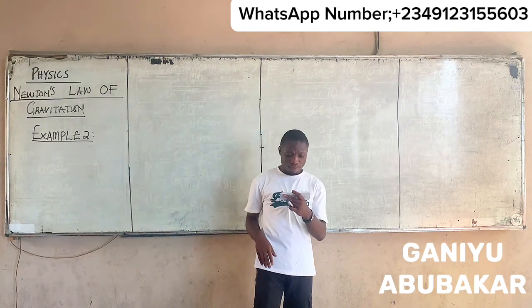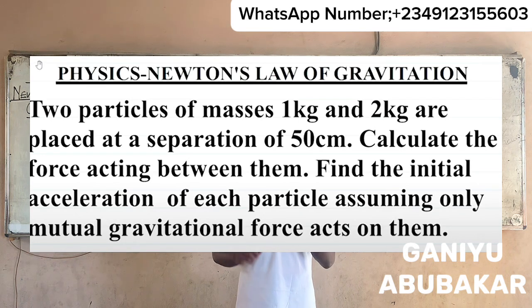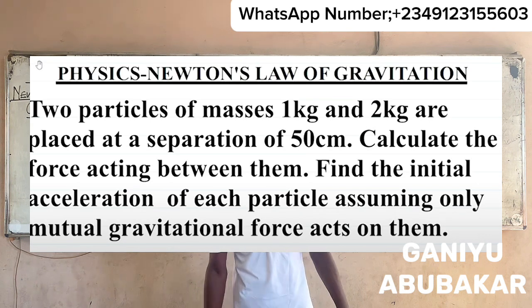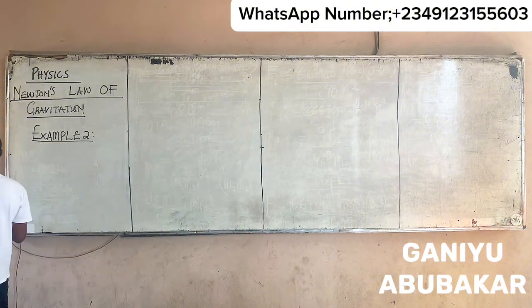Example 2, please. Two particles of masses 1 kilogram and 2 kilogram are placed at a separation of 50 centimeters. Calculate the force attracting between them. Find the initial acceleration of each particle, assuming only mutual gravitational force acts on them. First things first, in science, whenever you read the question, your first priority is to list out the given parameters, please. So what are you given?